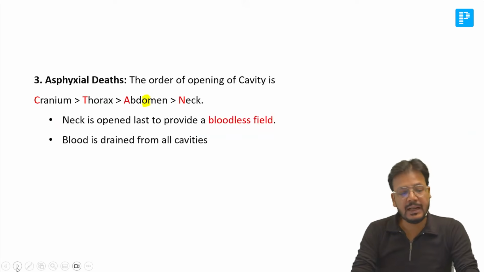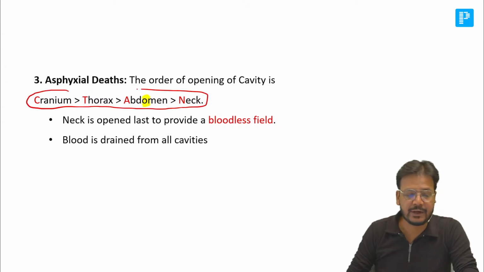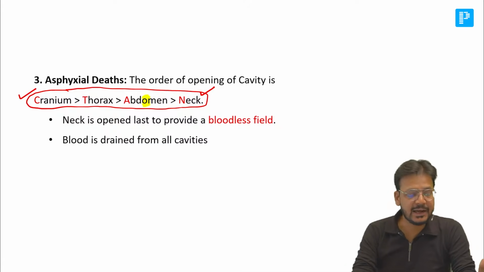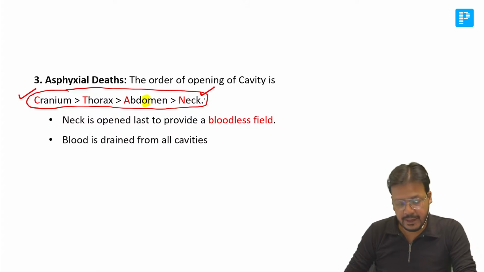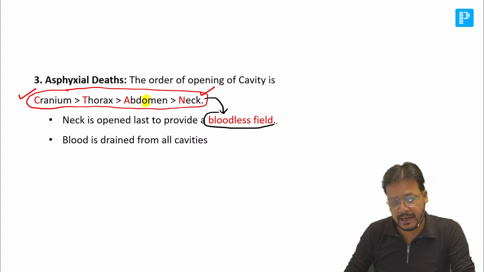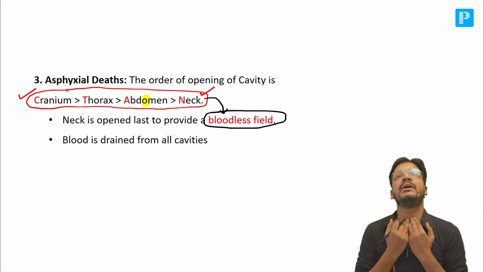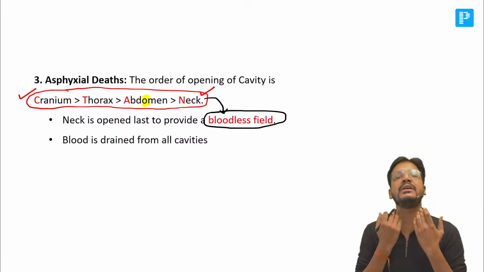Now in asphyxial death, just remember the trick, that is CTAN. That's very important. The first cavity is cranium and the last is neck. What is the sequence in asphyxial death? C cranium, then thorax, then abdomen, then neck. Now you can get one question: why open the neck as the last cavity? To get a bloodless field in the neck. Because in asphyxial death, we want to see the injury of the neck. What are the asphyxial deaths? Hanging and strangulation, and we want to see the injury of the neck.